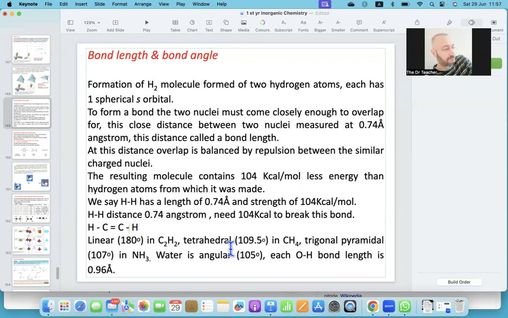Tetrahedral, as we said, the bond angles here we have to memorize. Each hydrogen-oxygen bond length is 0.96 angstrom. So we can measure the bond length between two atoms, and we can measure the bond angle between three atoms. Don't forget this.